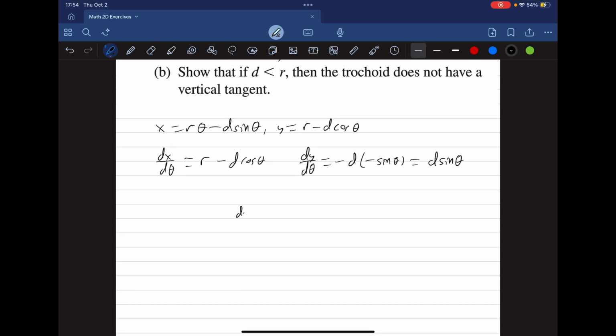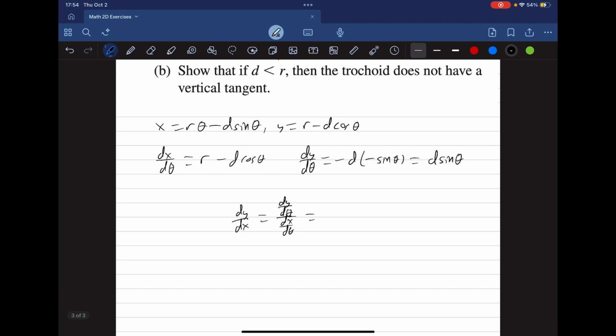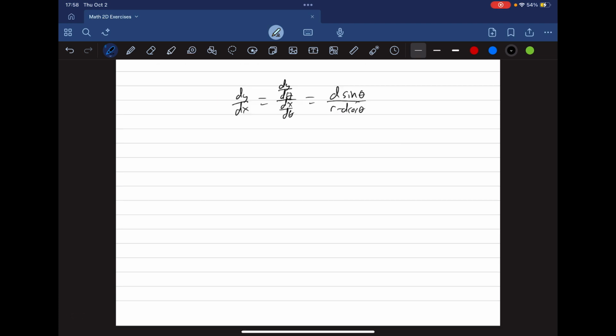Thus, our slope dy/dx, which if you'll remember is given by this fraction right here, dy/d theta over dx/d theta, will just be d sine theta all over r minus d cosine theta. All right, that was part A.